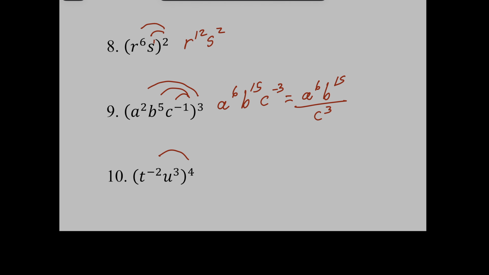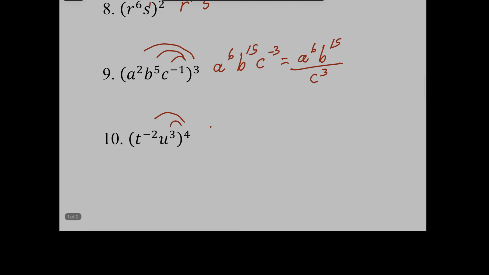Number 10. Okay, that's going to become t to the negative 8, u to the 12. That's a u. It looks like an a a little bit. I don't like that. U. All right, so now the t has to flip to the bottom, so I'm going to get u to the 12 over t to the positive 8. Okay, just flipping down the negative exponents.